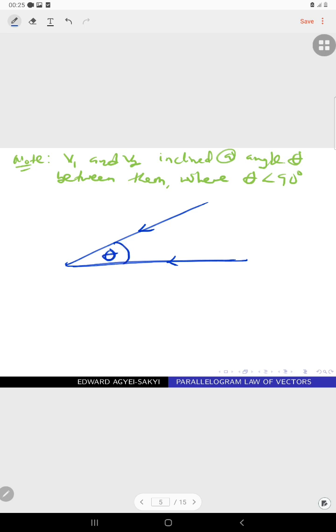Use the same scenario. So this is V1, this is V2. Draw a parallel line to this. We need a parallel line to V1. Don't forget the arrows. This is of course V1. We need a parallel line to this. Okay, this is V2.